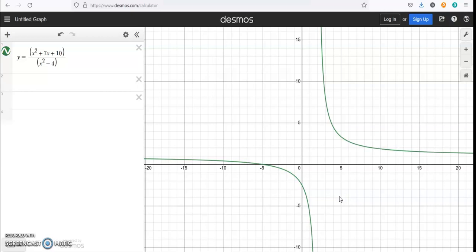However, when we define rational functions, we define their domain as everywhere where the denominator is not equal to 0, and x equals negative 2 and x equals positive 2 are not in the domain of this function. So this is considered a continuous function because it is continuous at every point in its domain. Okay.